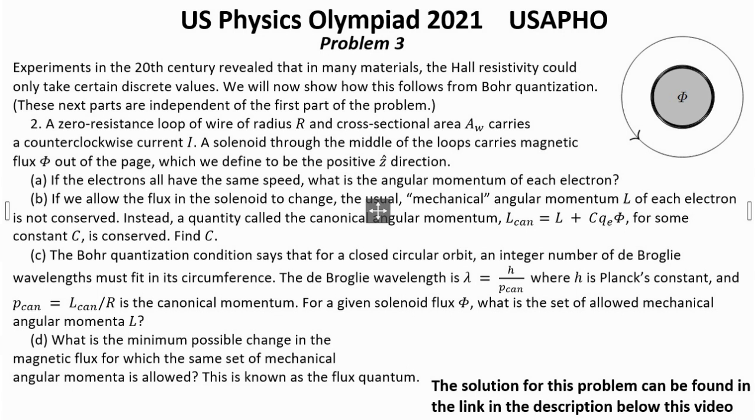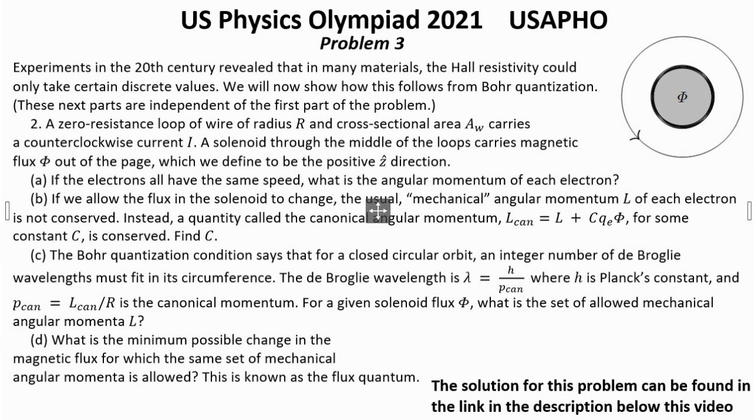Question C. The Bohr quantization condition says that for a closed circular orbit an integer number of the de Broglie wavelengths must fit in the circumference. The de Broglie wavelength is lambda equal to h over p can, where h is Planck's constant and p can equal to L can over r is the canonical momentum. For a given solenoid flux F, what is the set of allowed mechanical angular momenta L?